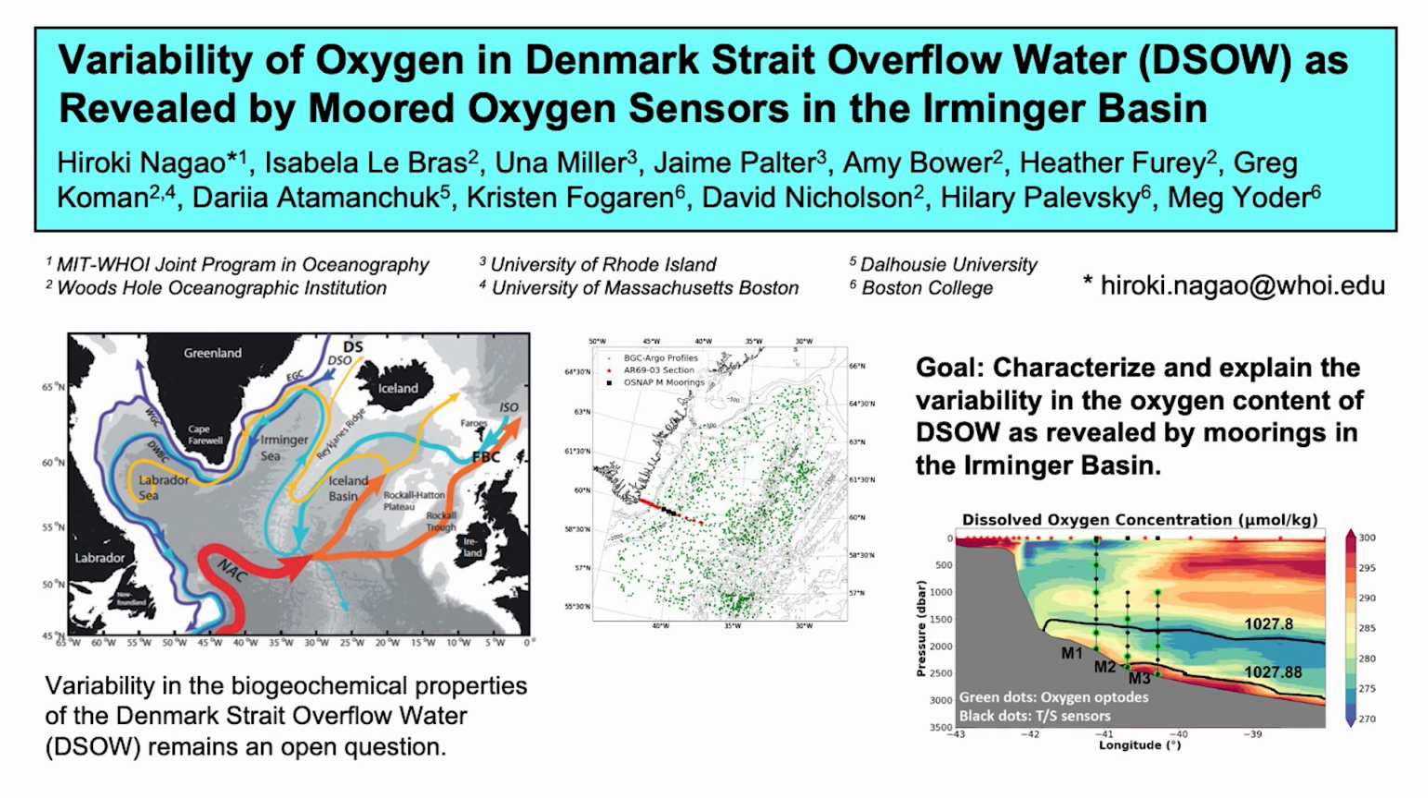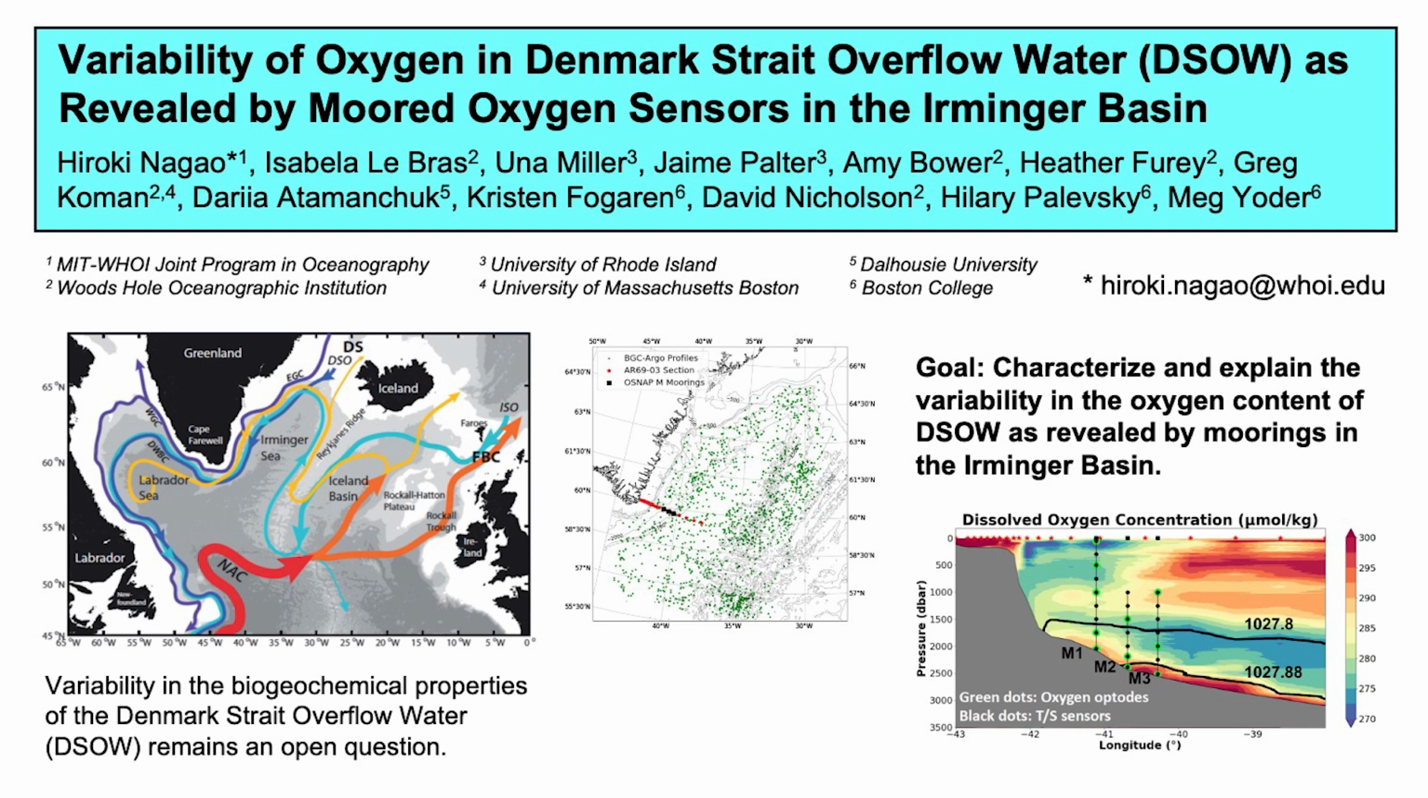I'll start then. In this poster, I will be discussing my current research on the variability of oxygen in Denmark Strait overflow water, or DSOW, as revealed by moored oxygen sensors in the Irminger Basin. As you may already know from yesterday and today's talks, Denmark Strait overflow water is formed primarily from deep convection in the Nordic seas and then gets spread southward to the Irminger Basin, where it entrains surrounding water masses in the process.